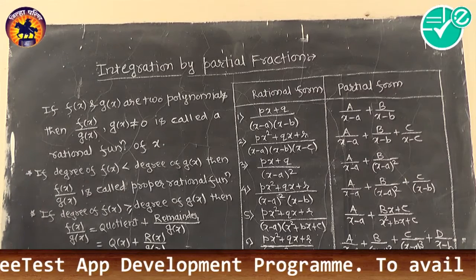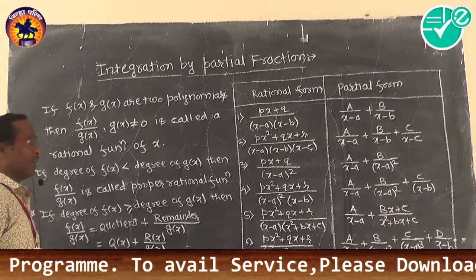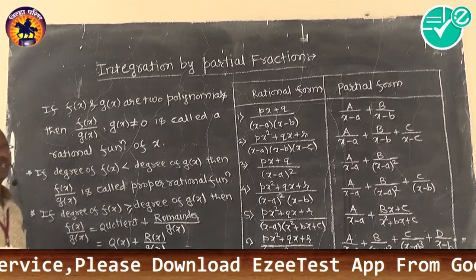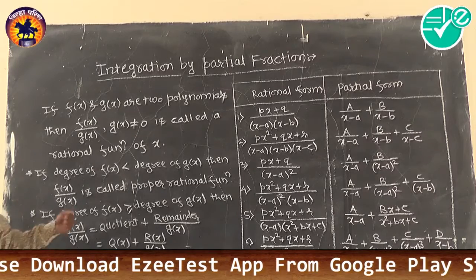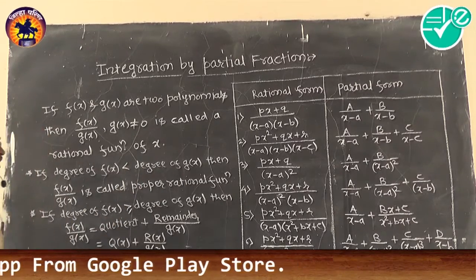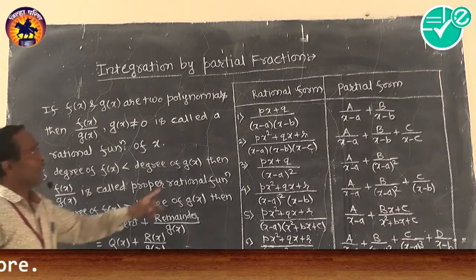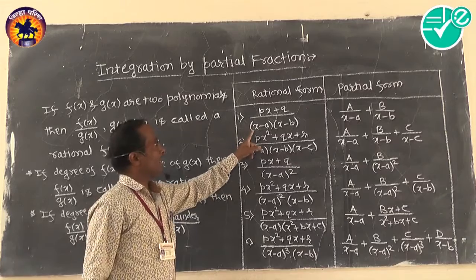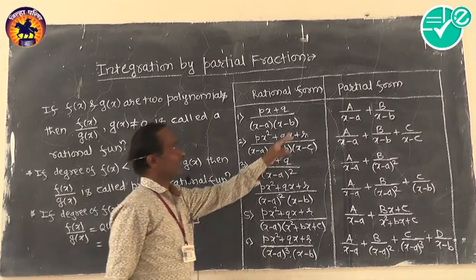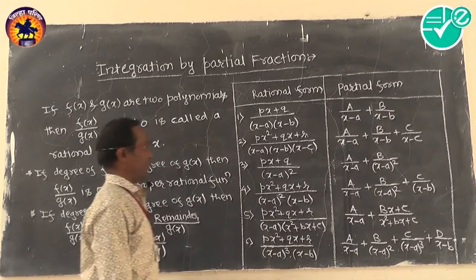Now we want to find the integration of such types of functions. Then the integrand function can be expressed in rational form, and these rational forms can be written in partial fraction form. So how can we write it? If the integrand function contains the rational form px plus q upon x minus a into x minus b, then this can be written as A upon x minus a plus B upon x minus b.